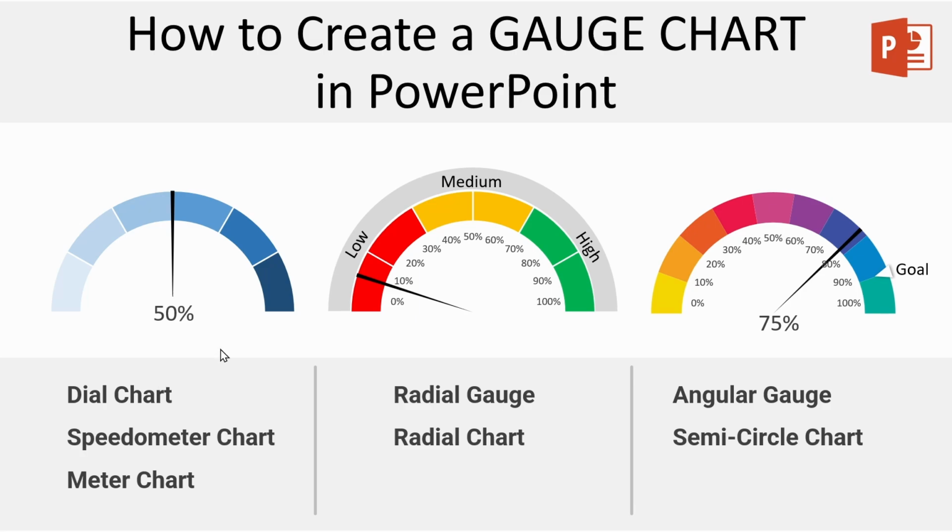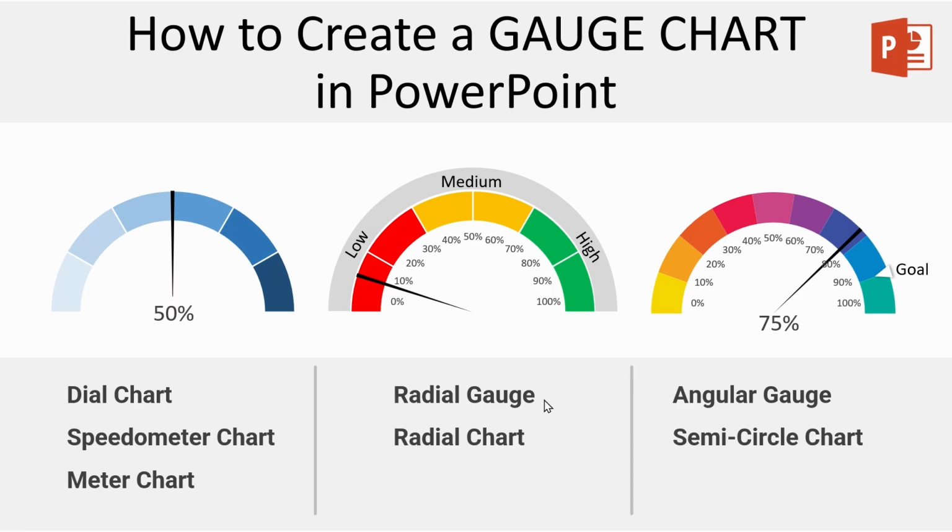Hi everyone, in this video we will look at how to create a gauge chart. This chart is also known by several different names depending on the context. So it could be called a dial chart, speedometer is the most famous name for it. It could also be called a radial gauge and so on.